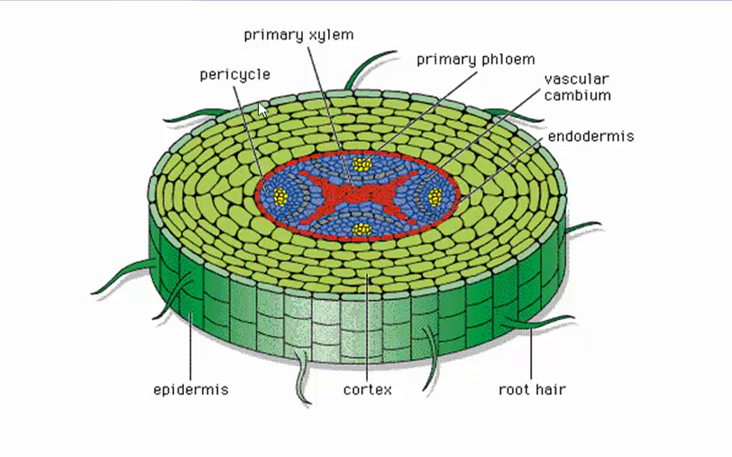Pericycle is found just inside of the endodermis. It is responsible for the formation of lateral roots.